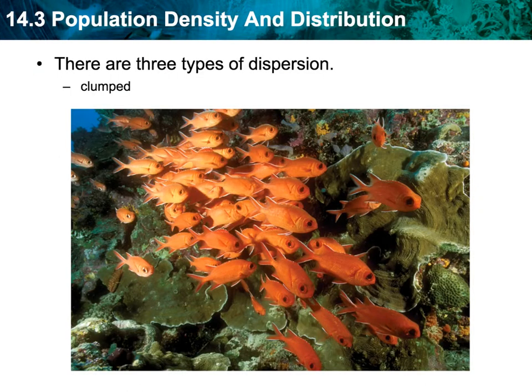The first type of dispersion is clumped. Clumped dispersion organisms tend to live in groups, like this school of fish here. Some other examples of clumped dispersion include things like wolves and other pack animals.